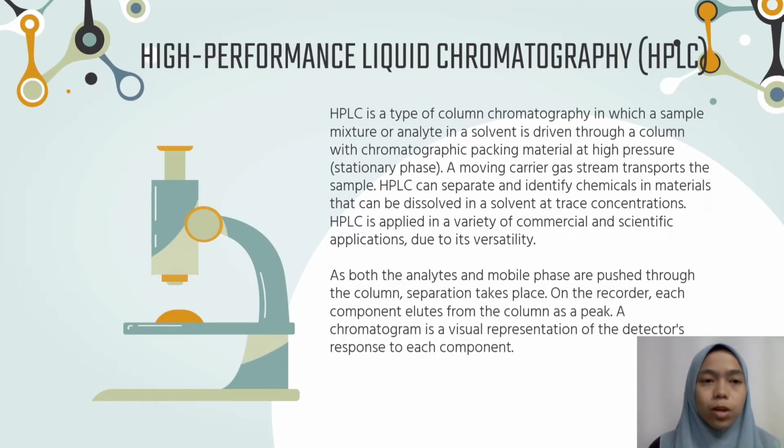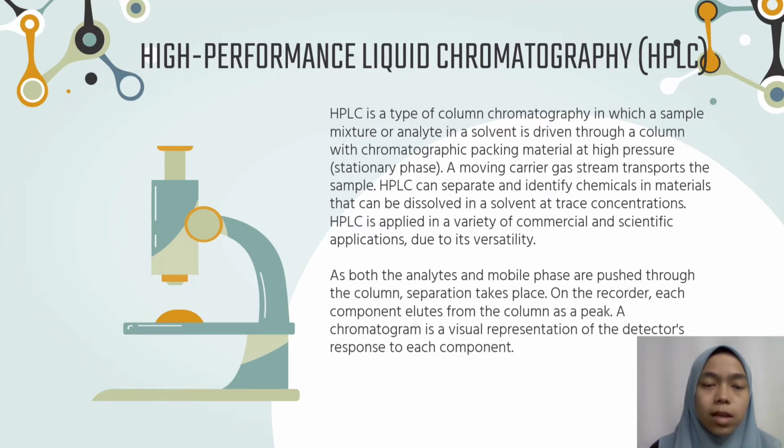High-Performance Liquid Chromatography, or HPLC, is a type of column chromatography that allows a mixture or analyte in a solvent to go through a column with chromatographic packing material at high pressure. A moving carrier gas stream moves the sample. HPLC is able to separate and identify chemicals in materials that can be dissolved in a solvent at trace concentrations. HPLC is applied in a variety of commercial and scientific applications due to its versatility.